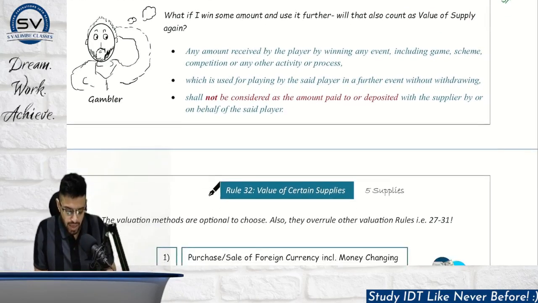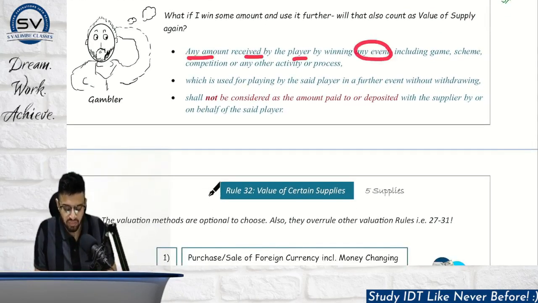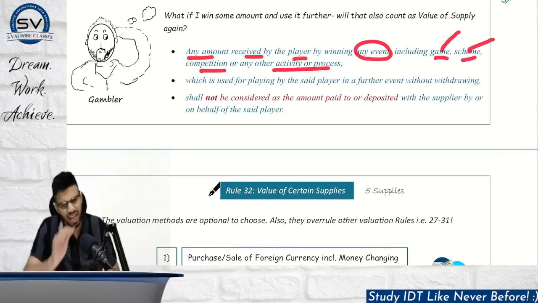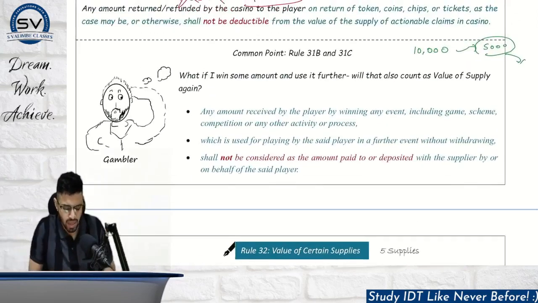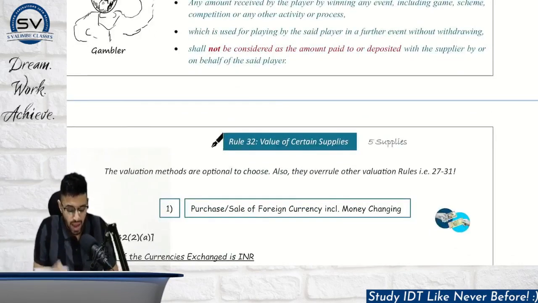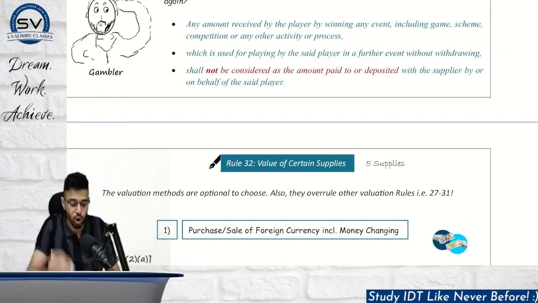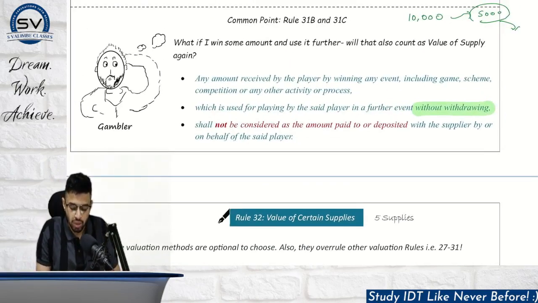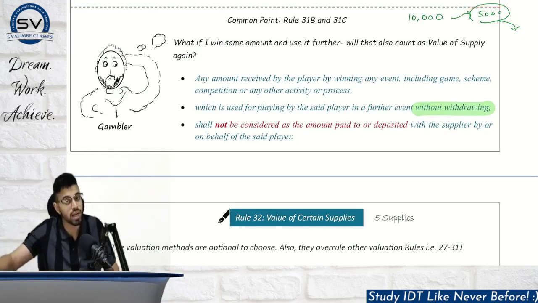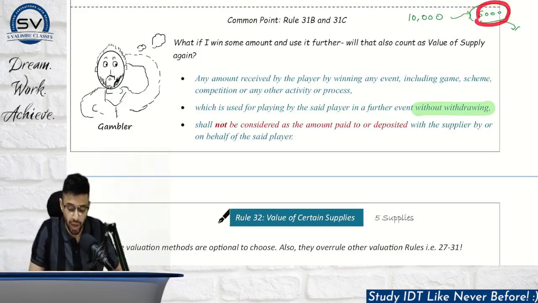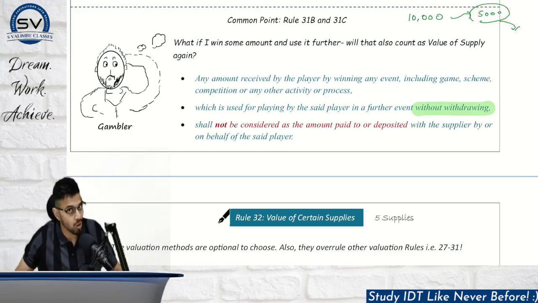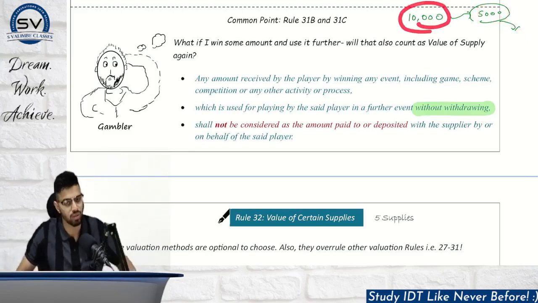Read it. Any amount received by the player by winning any event, including any game, scheme, competition, anything that happens in casino or online gaming money, because this is common for both the rules, and that amount is used for playing by the said player in further event without withdrawing. Without withdrawing. I did not withdraw this 5,000, because had I withdrawn this 5,000 and then again used it, it would have been the value of supply, but I did not withdraw it. I used it in my next game. So now, will that be a value of supply? Answer is no. This 10,000 will be the value of supply.